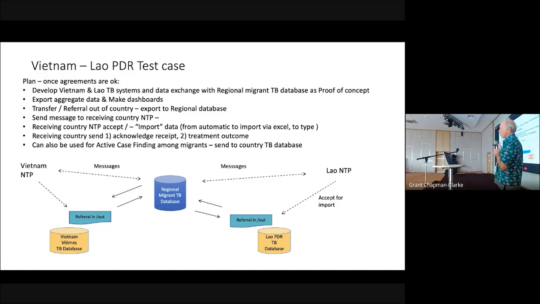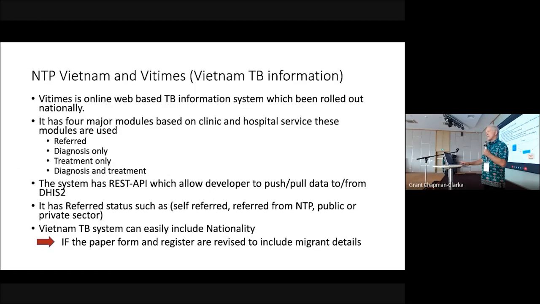Because one problem with the migrants and TB is that countries tend not to be interested in their treatment, because that will destroy their treatment outcome indicators. And this is then an effort to address that problem. I think that's more or less what we can look at. Should we have a look at that?